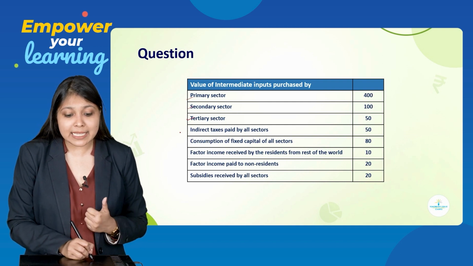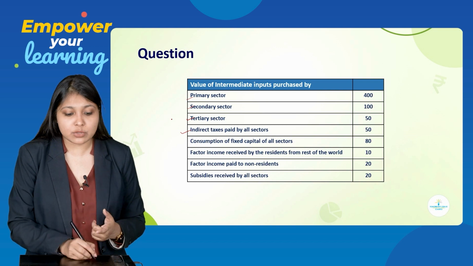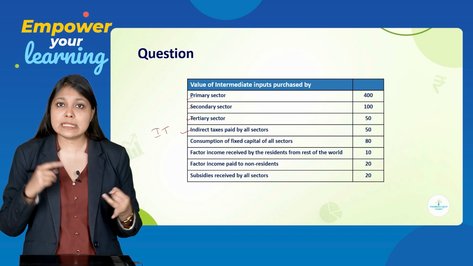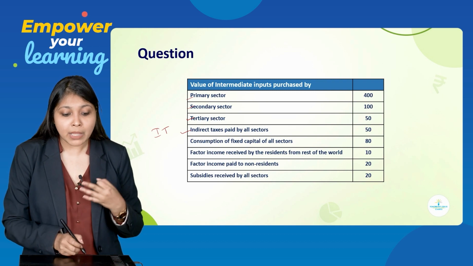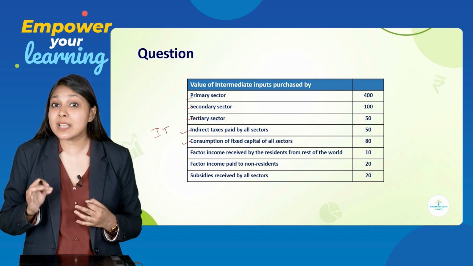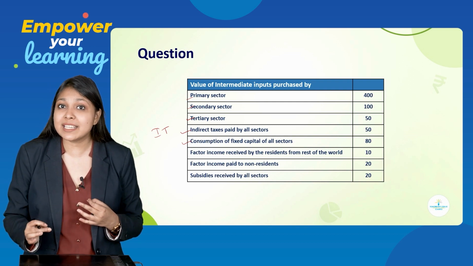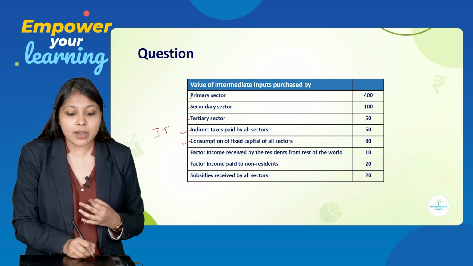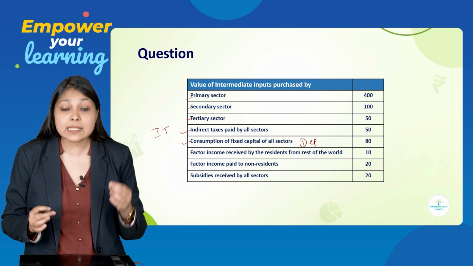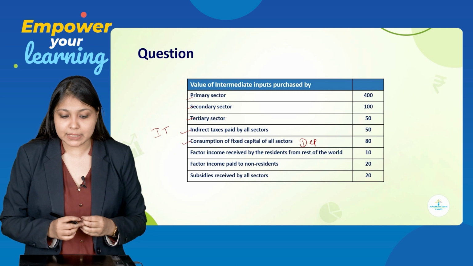Then, we have indirect taxes paid by all the sectors, that is primary sector, secondary sector and tertiary sector. Consumption of fixed capital of all the sectors. Now, here comes consumption of fixed capital. What is it? It is nothing but your depreciation. The other name of depreciation is consumption of fixed capital.